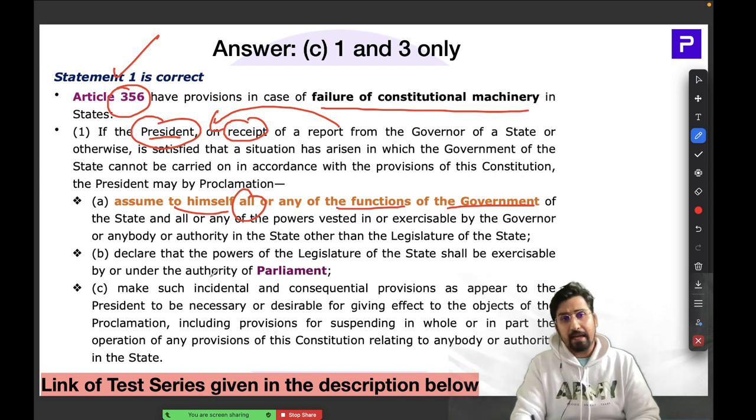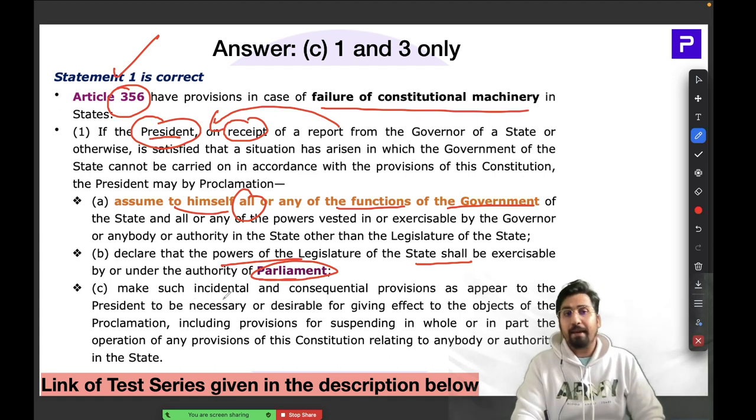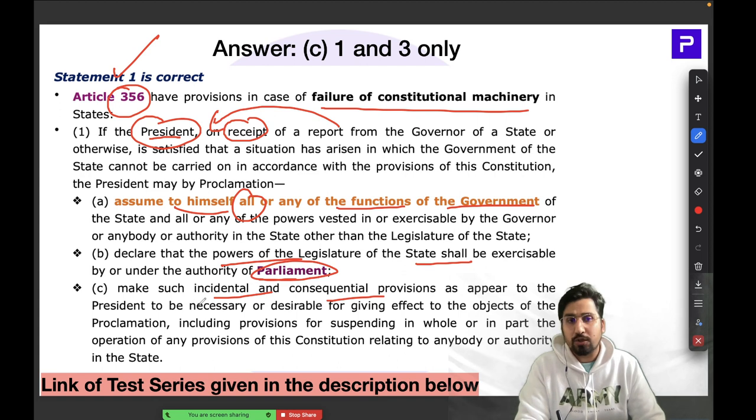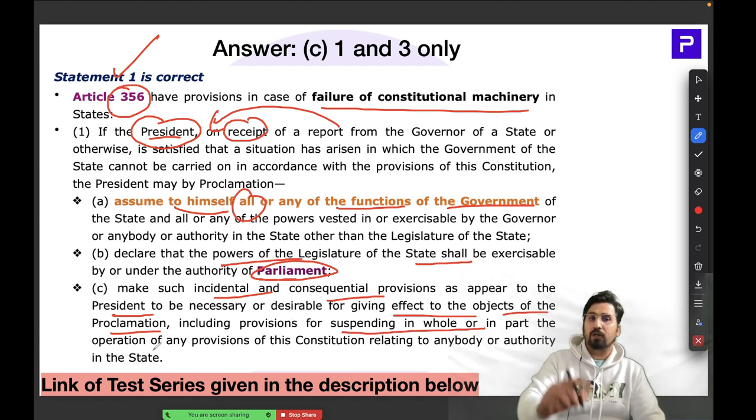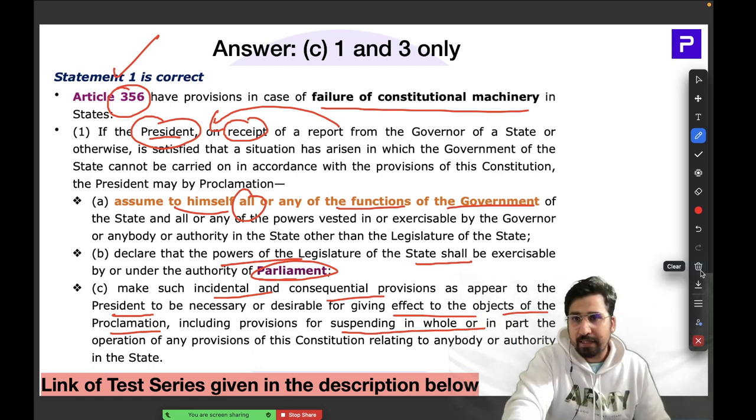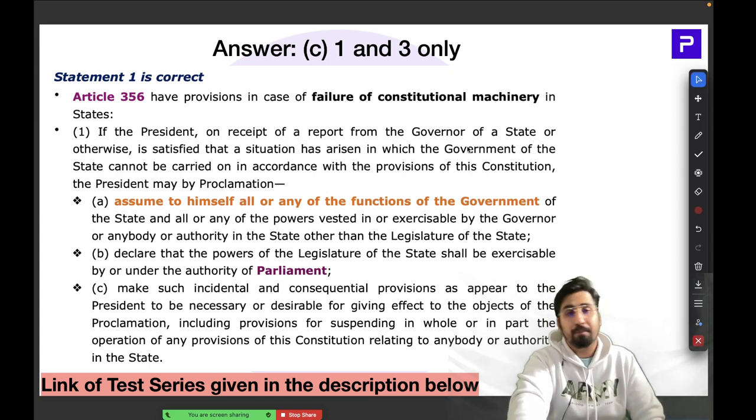He can declare that the power of the legislature of the state shall be exercisable by the parliament, or he can make incidental and consequential provisions as appear to the president to be necessary or desirable for giving effect to the objects of the proclamation, and for that matter he can suspend the whole or some part of the constitution with respect to that particular state. So these are the special powers that we have with respect to the president.